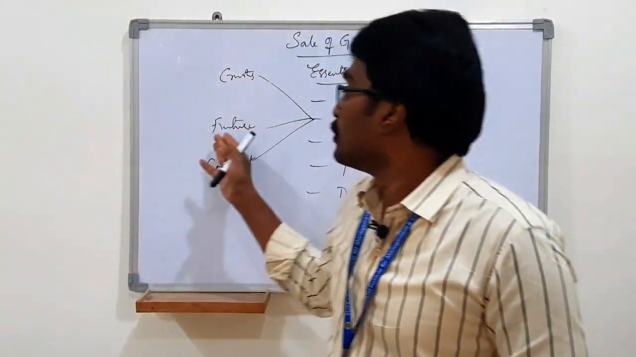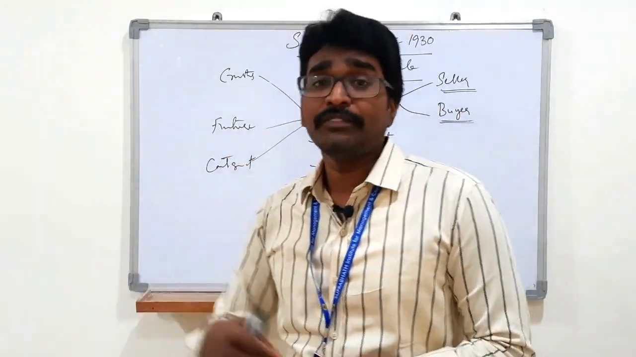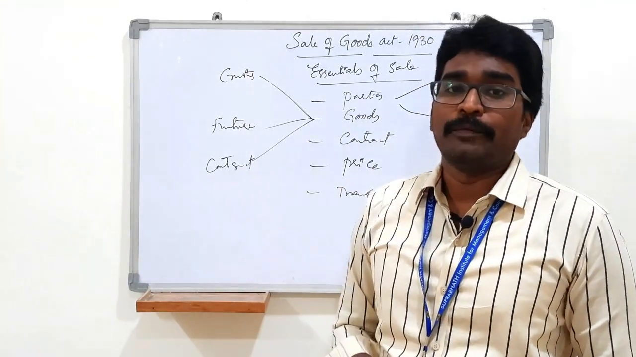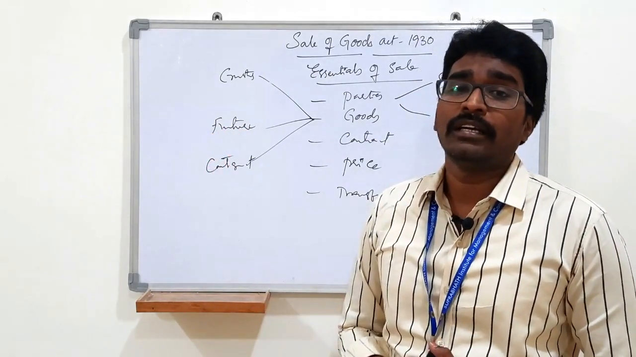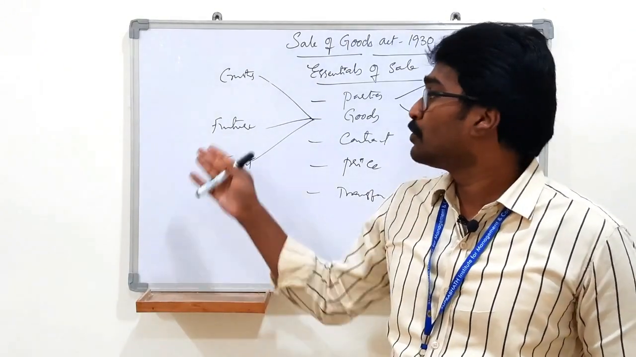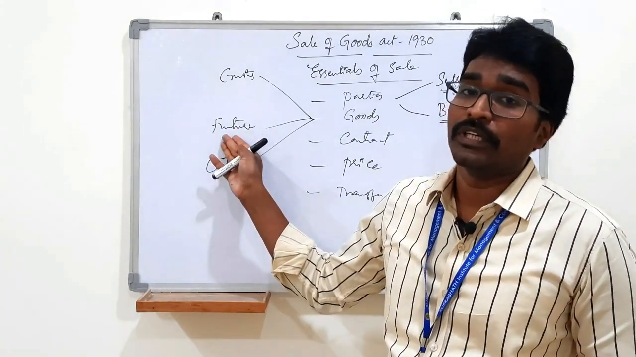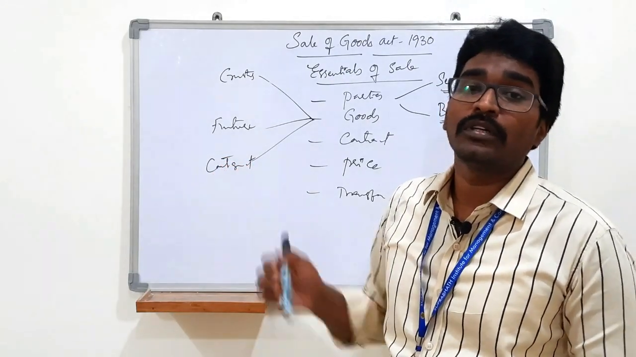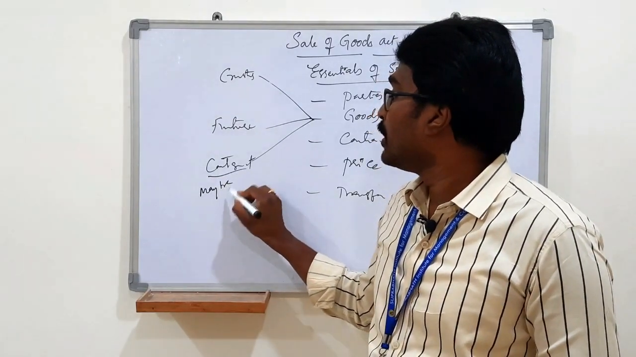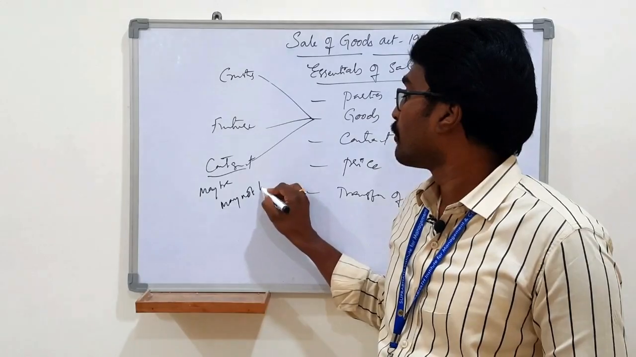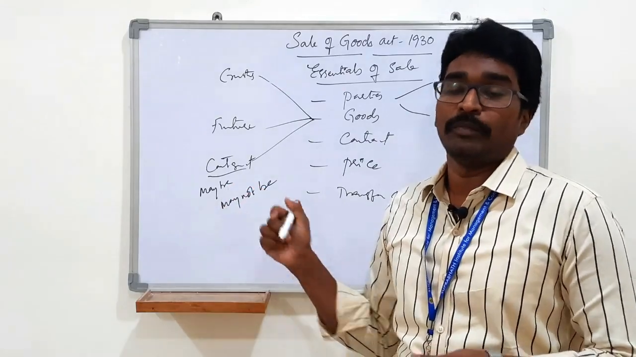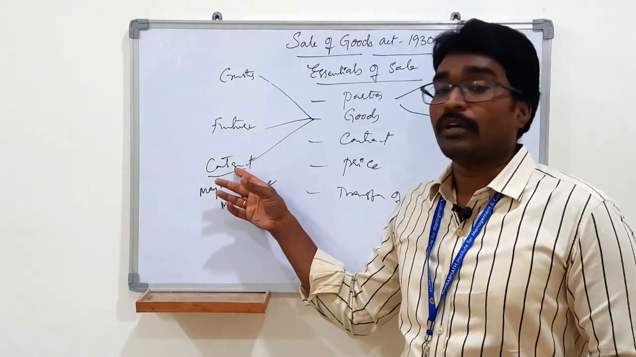And coming to future goods, the goods which will arrive to the seller in future, or the goods which are not available with the seller currently. The goods which are not available with the seller currently, but he can get the goods later, or the goods are yet to arrive to the seller. Such goods are called future goods. Coming to contingent goods, these are goods which may be or may not be available with the seller. Such kind of goods are called contingent goods.